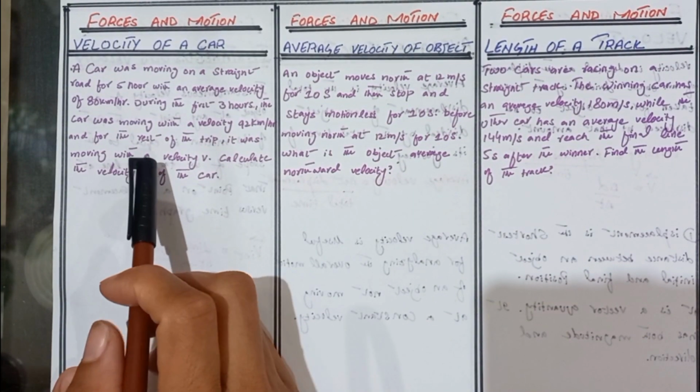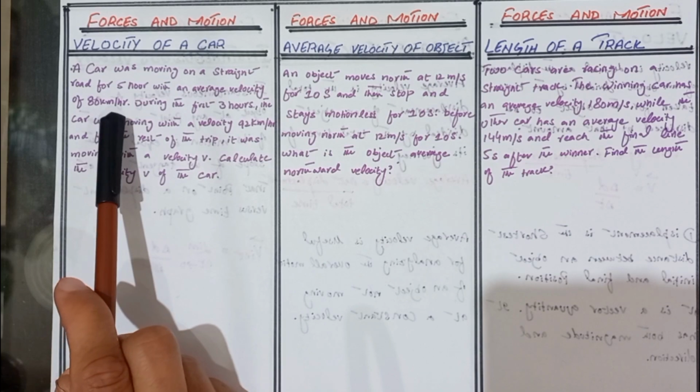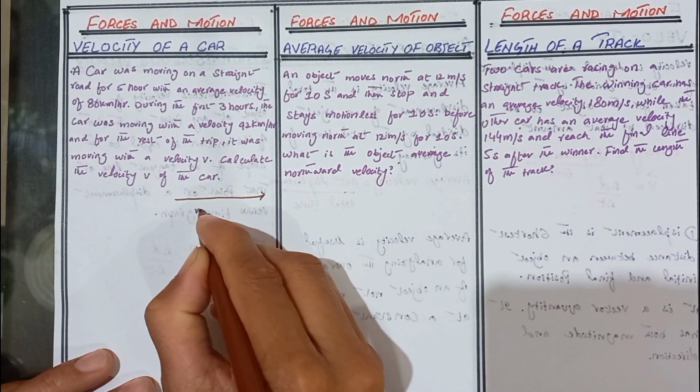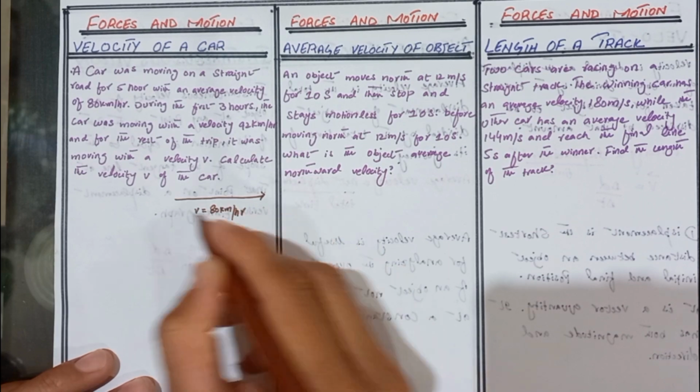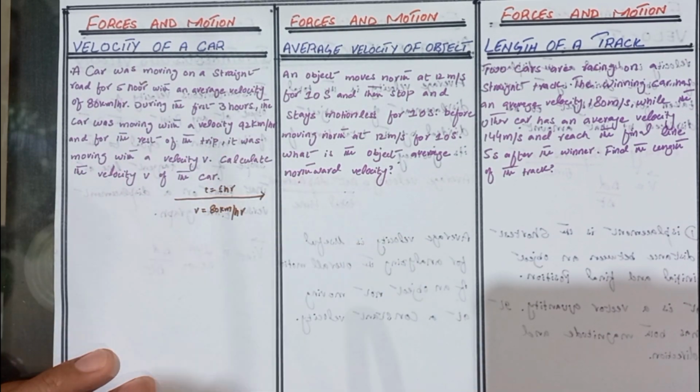Now we discuss the numerical that is related to the velocity. Here we find the velocity of a car. A car was moving on a straight road for 5 hours with an average velocity of 80 km per hour. Here it says that the car is moving with velocity 80 km per hour. How much time does it take? 5 hours total time.